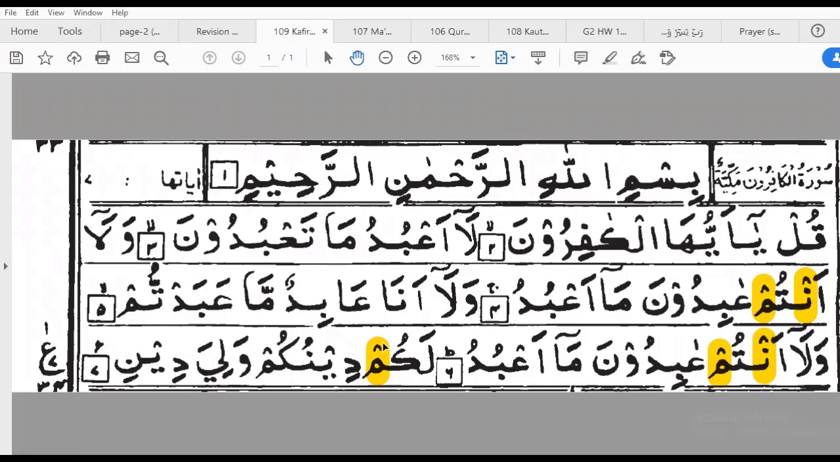Excellent. Well done. Now I've highlighted this meme sakin. Could you think of why I've highlighted this meme sakin?